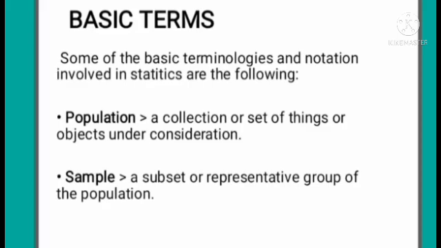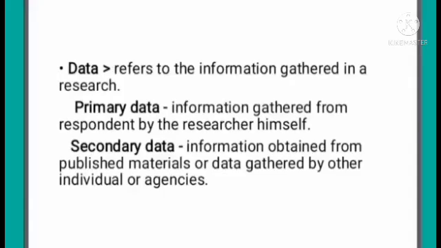Basic terms. 1. Population, a collection or set of things or objects under consideration. Sample is a subset or representative group of the population. Data refers to the information gathered in a research. There are 2 kinds of data, primary data and secondary data. Primary data is information gathered from respondents by the researcher himself. The secondary data is information obtained from published materials or data gathered by other individuals or agencies. These are the data which are transcribed from the original source.